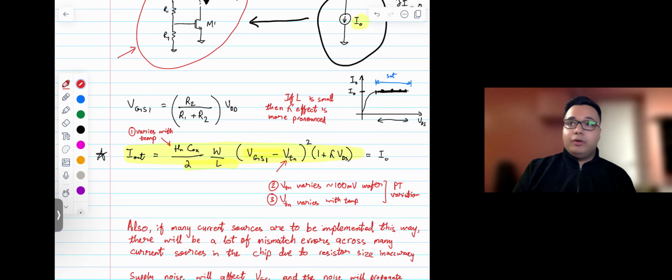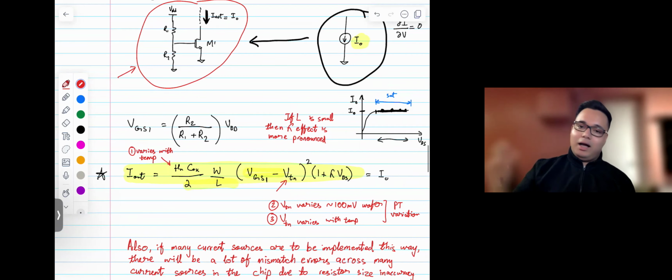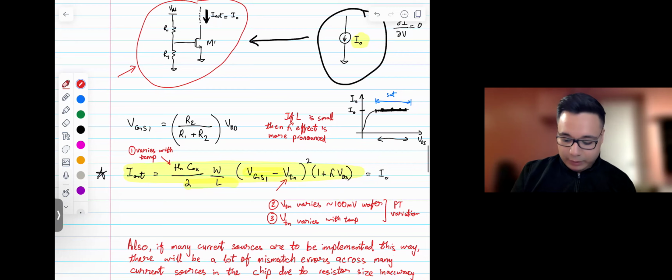So again, if you have this M1 transistor operating at a hot temperature, it will have a different threshold voltage. At cold temperature, it will have a different threshold voltage, and so it won't be drawing the I naught that you had designed for in whatever design tool that you used, right? So that's a second variable.